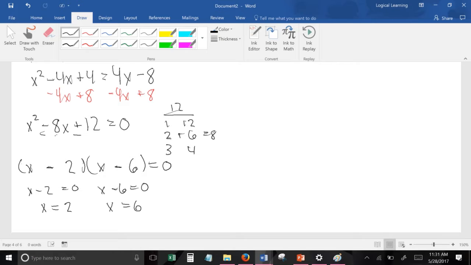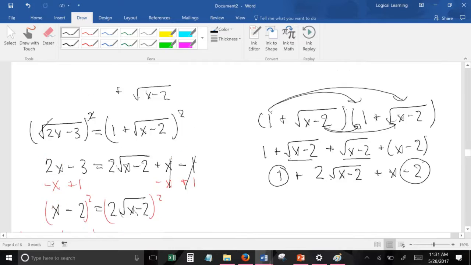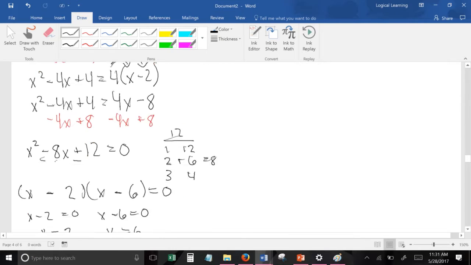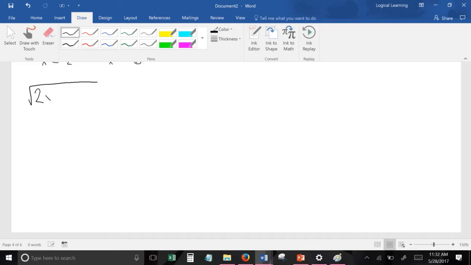I'm optimistic that both of these solutions will in fact work because they're not negative. And remember, when we have the square root, we're only looking at the positive square root. Those negatives can really throw us off. So let's go ahead and look at our original equation. I'll write it down here since we don't have very much room. The square root of 2x minus 3 minus the square root of x minus 2 is equal to 1.